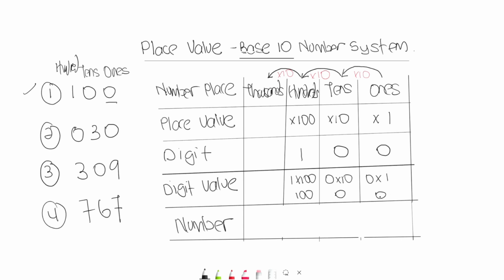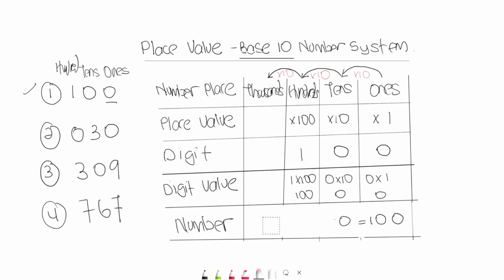Yes? All right. So how do we form a number? To form a number, we add all the place values. So 100 plus 0 plus 0 gives me 100. Make sense? Okay, let's try the second example.